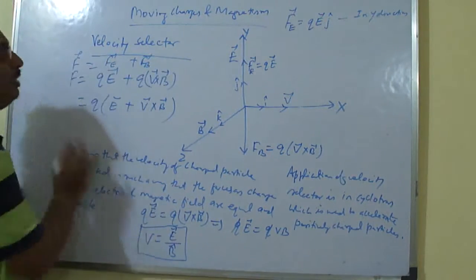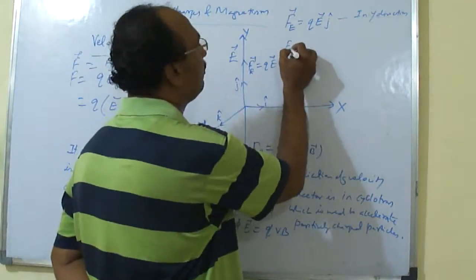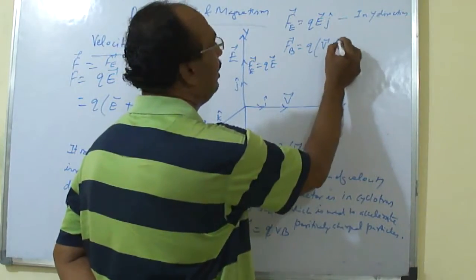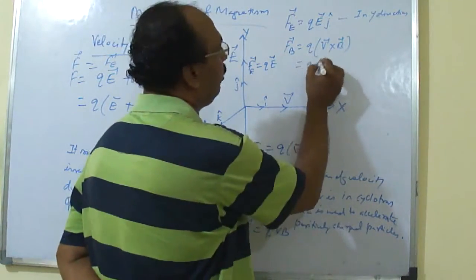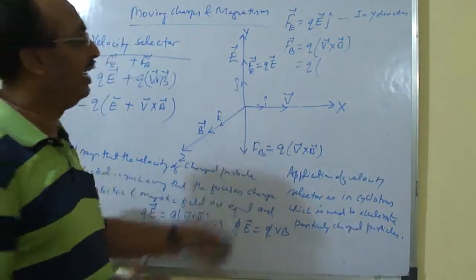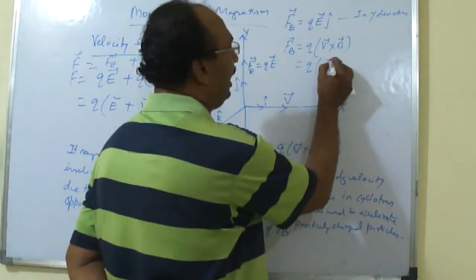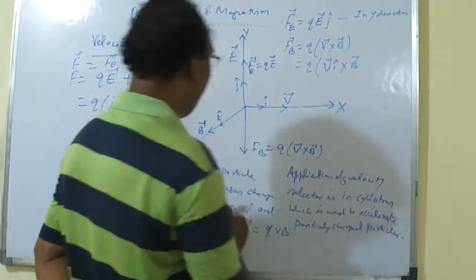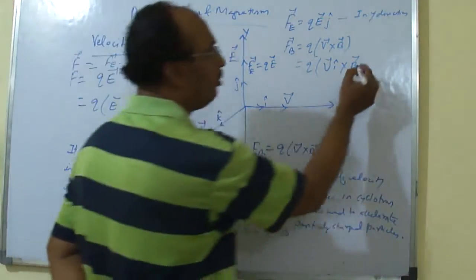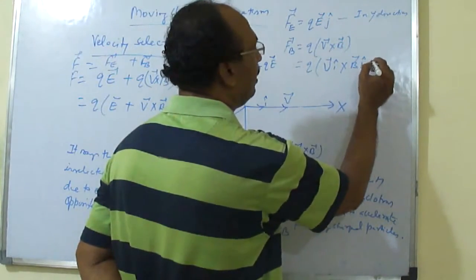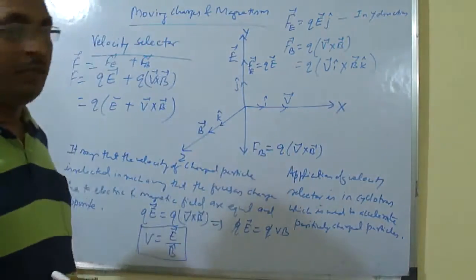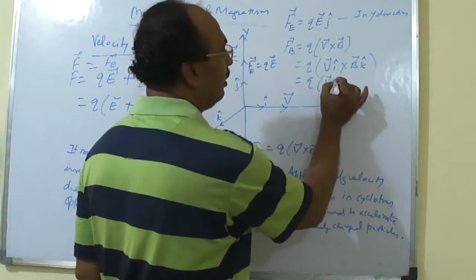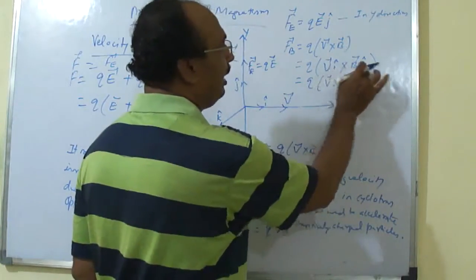Can we write like this? FB is equal to Q V cross B. Yes or no? Right. Then Q, V is in which direction? In the I direction, so we can write V I unit vector, into B in which direction? K unit vector. Right. Now it is giving us the product V into B, that is I cross K.